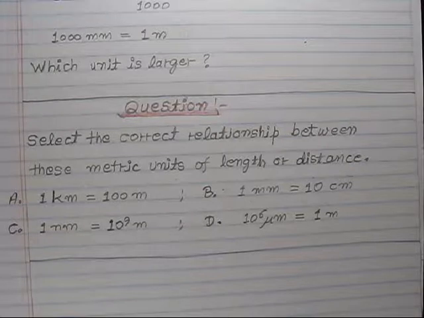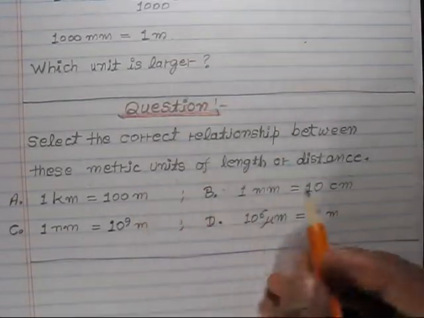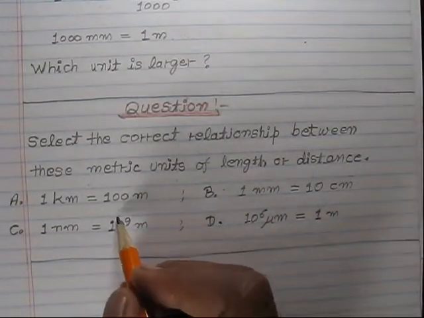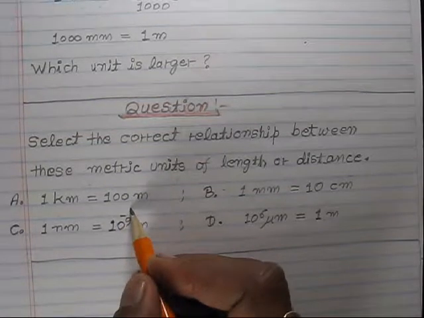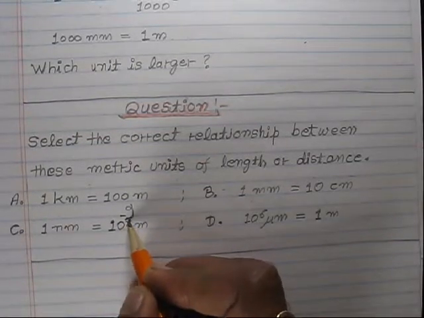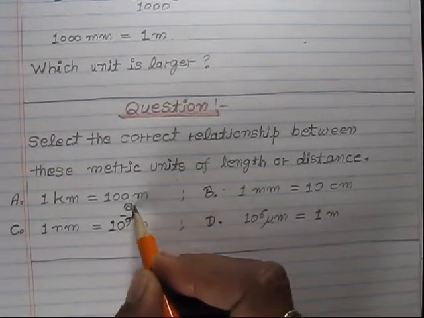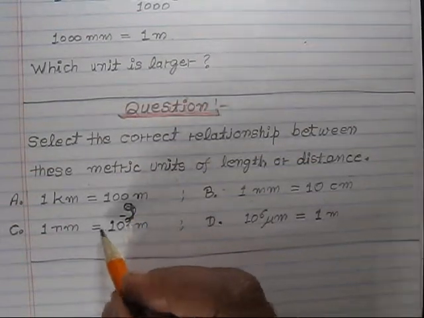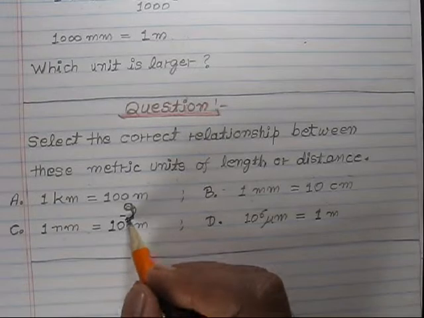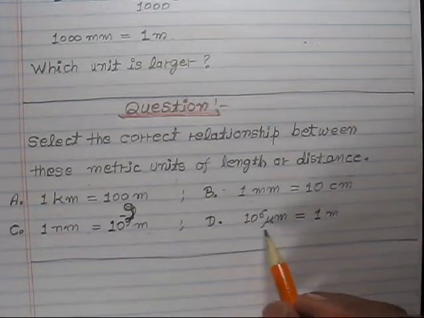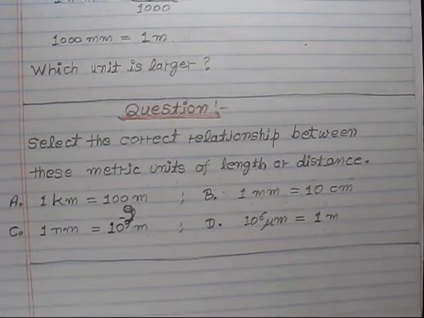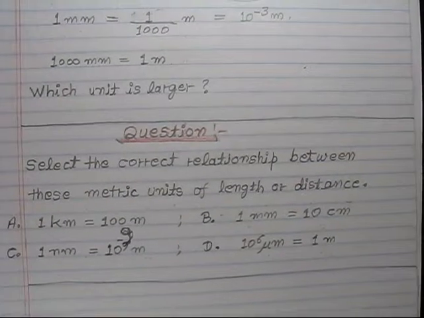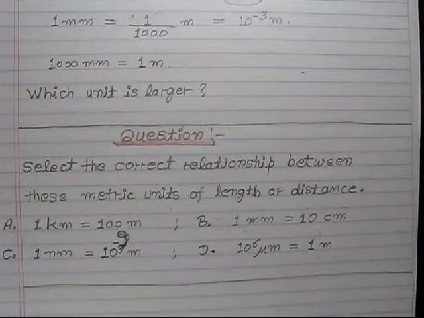Basically there is one correction in this question. This would be 10 to the power minus 9 rather than plus 9. So 1 nanometer is equal to 10 to the power minus 9 meter, and 10 to the power 6 micrometer is equal to 1 meter. You can try to solve this question, and then I will explain it. You can pause this video.